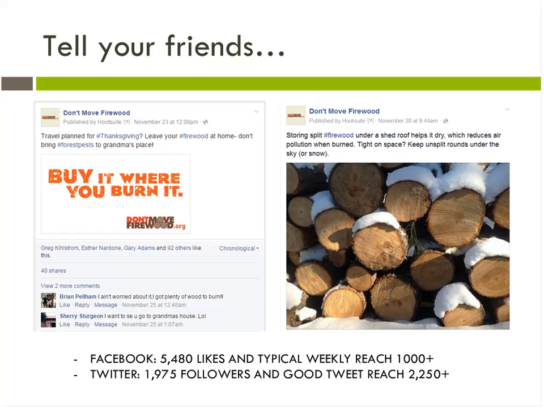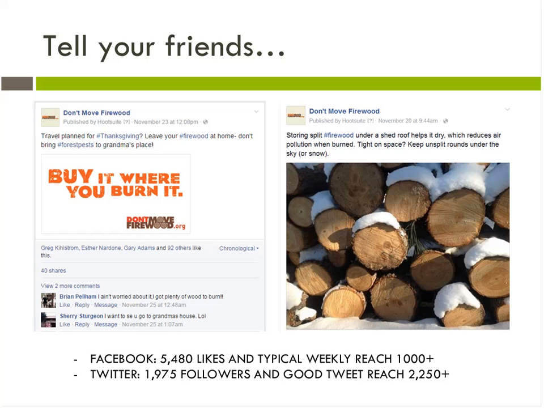So the two pictures that you see are social media posts that had high engagement, and you can see at the bottom we have had good luck in getting more and more Facebook likes through time. We're actually way above that number now. It's a little out of date. We're 5,500 plus now, and we usually reach at least 1,000 people in a week.